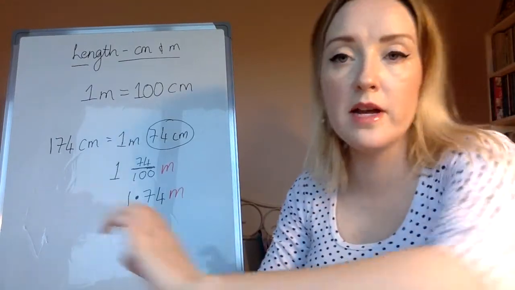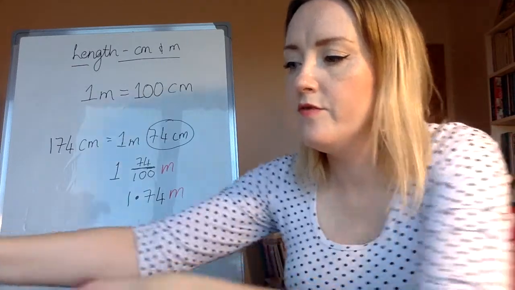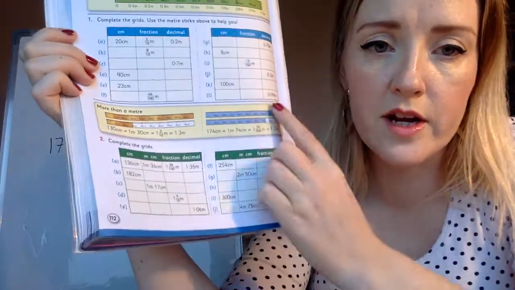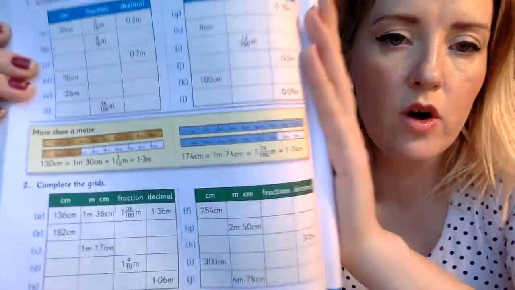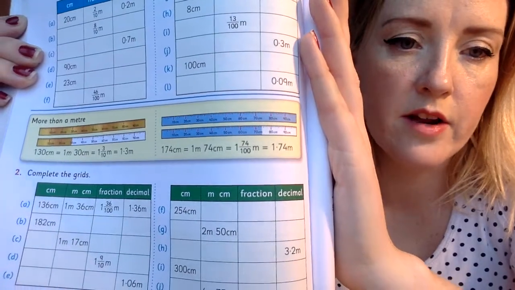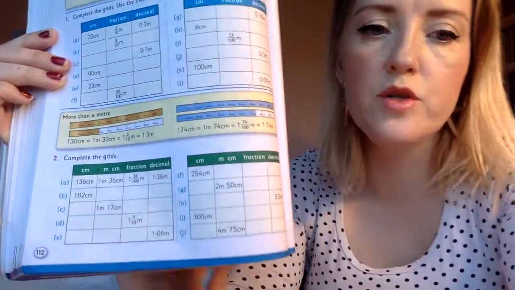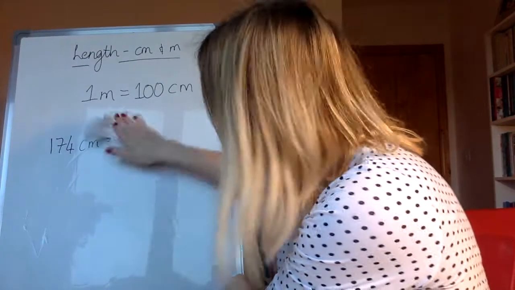I hope that makes sense. Look back at this video again if you want to see how I did that. For this exercise today, you're going to complete number 2. All of the answers are here, because none of us ever have metre sticks at home. So I'm going to do the first one for you now. The first one is done, so I'm going to do B. It's 182 centimetres.